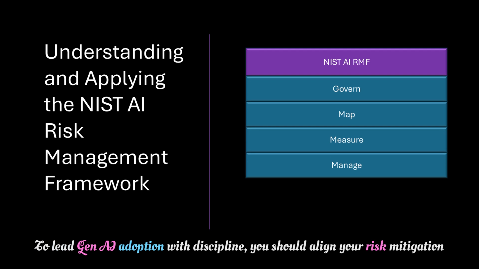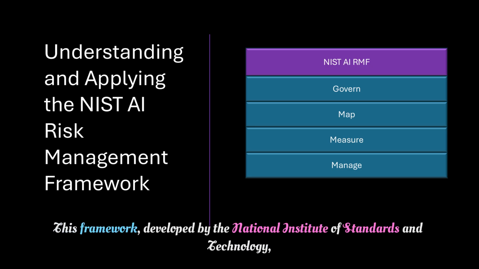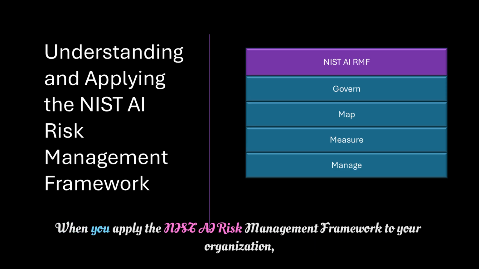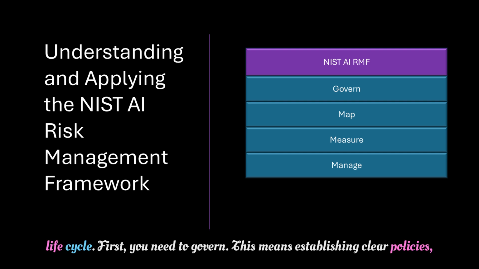To lead GenAI adoption with discipline, you should align your risk mitigation strategies with the NIST AI Risk Management Framework. This framework, developed by the National Institute of Standards and Technology, provides a structured way to govern and manage risks unique to AI systems. When you apply the NIST AI Risk Management Framework to your organization, you must focus on embedding four core functions across every stage of your AI system's lifecycle.